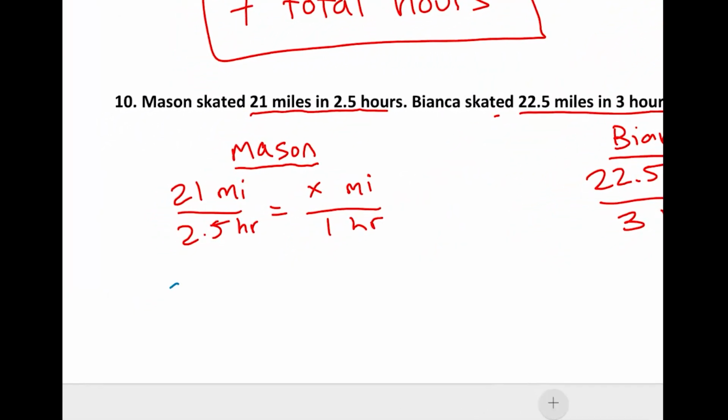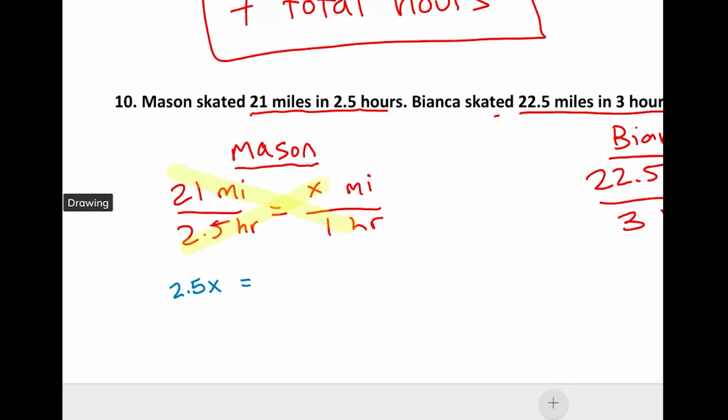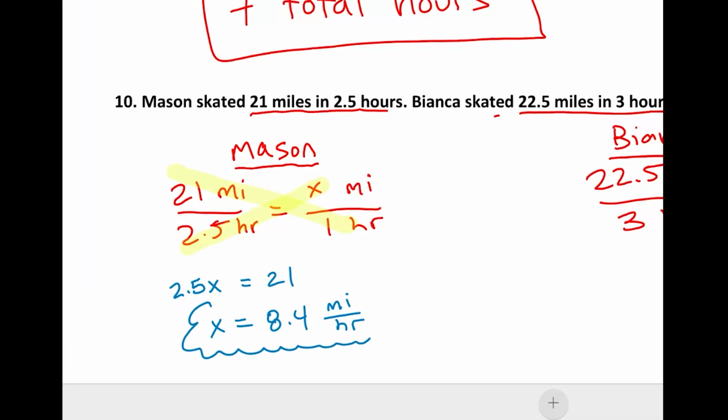So 2.5 times X. All right, we're going to use that cross products property and multiply these 2 factors. So 2.5x equals 21 times 1, which is just 21. And then we need to divide both sides by 2.5. So 21 divided by 2.5 is 8.4. And that's going to be miles per hour. So that's how fast Mason was going. Okay, that's not our answer because the question is who was going faster.